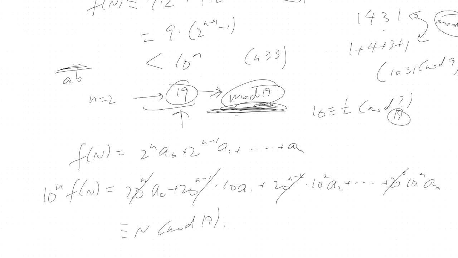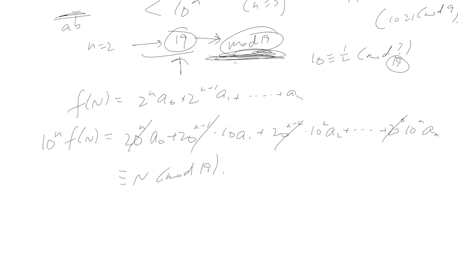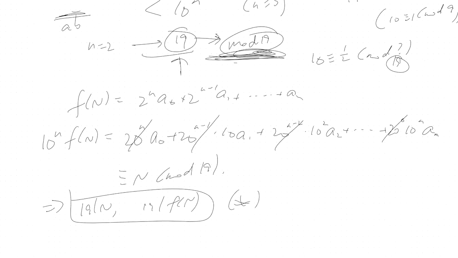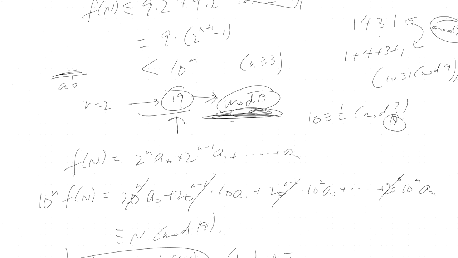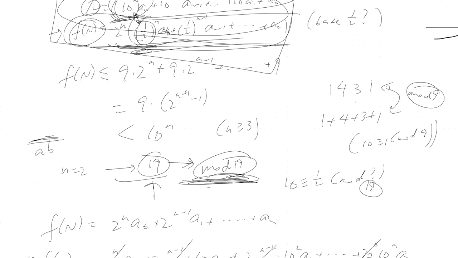Therefore, if 19 divides n, 19 divides f(n). So that's how you solve the problem. This is part 1, the number theory part, and this is the very obvious inequality part.